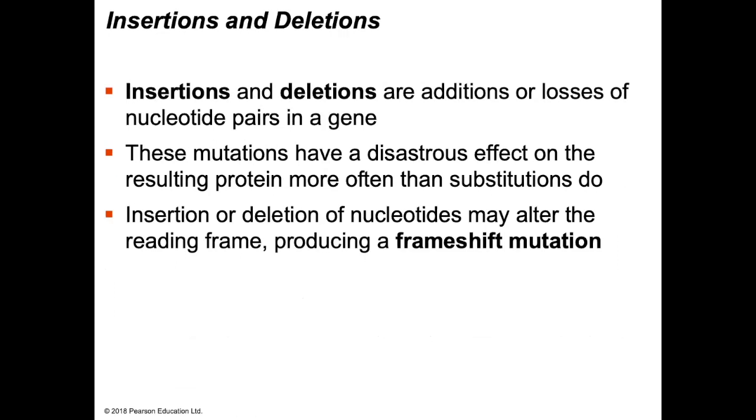And then insertions and deletions are just additions or losses of nucleotide pairs in a gene. So these mutations have a disastrous effect on the resulting protein more often than substitutions do. And aside from that, it produces a frame shift mutation. So frame shift mutation happens when the reading frame is altered.